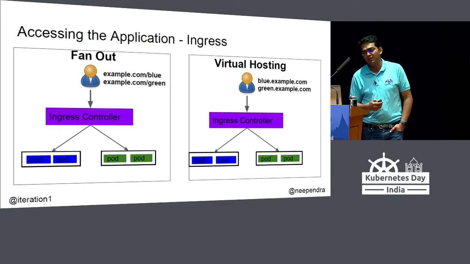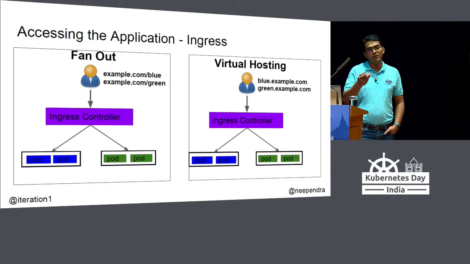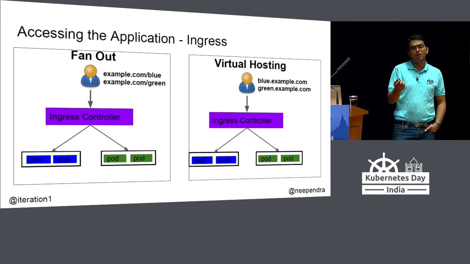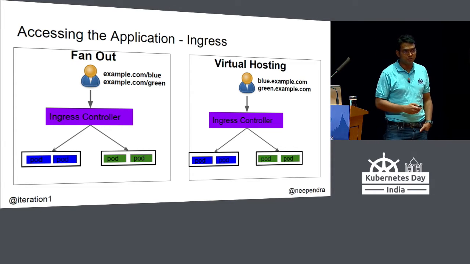So for example, you can see here two examples. One is fan out, where we see example.com/blue or green, from where I'll go to the blue or the green service. The other is the virtual hosting example, where I say blue.example.com or whatever the color is. With that, you can come to the right service.